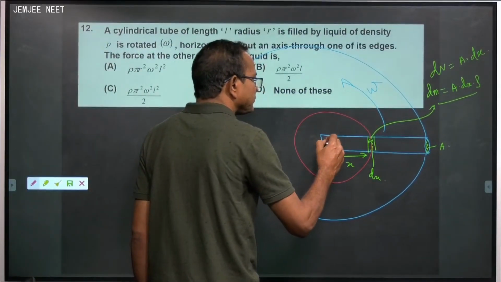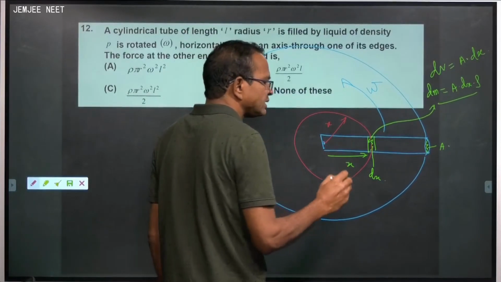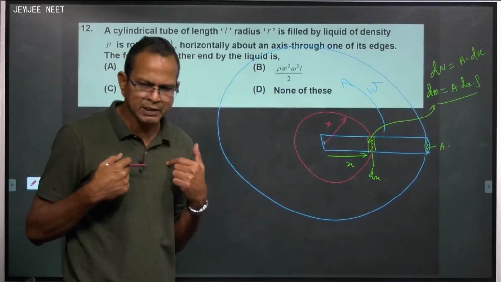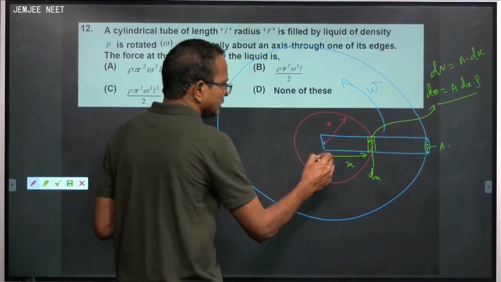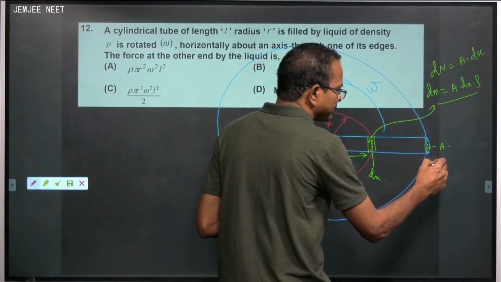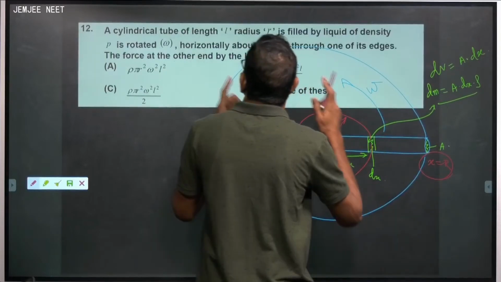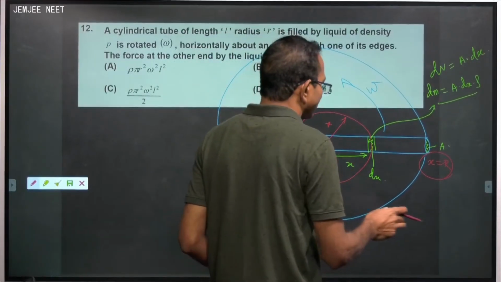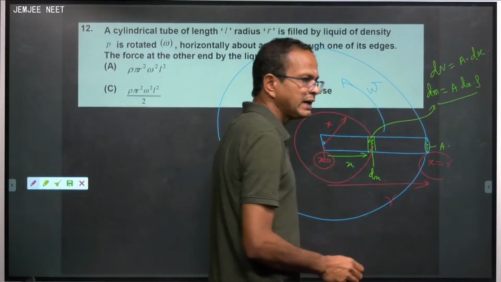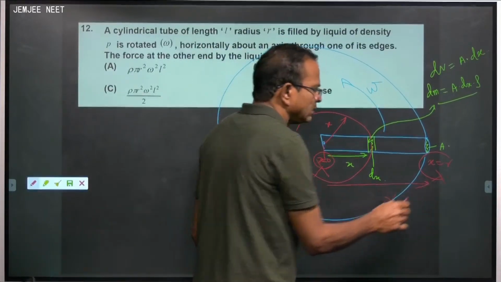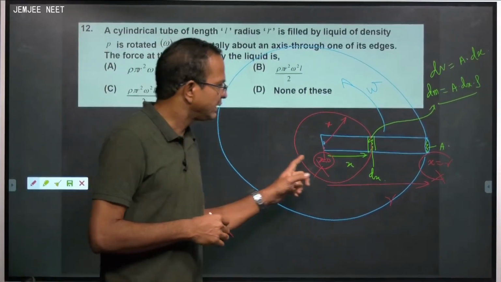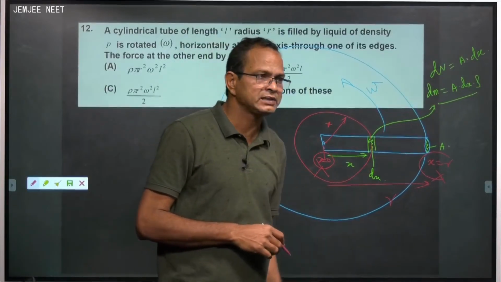What's the radius? X. For my pipe, what's the minimum value of x? X minimum is 0. What's the maximum value of x for my pipe? X equal to r as per the question. But I neither take 0 nor take r. I take a piece of slice in between. What's its distance? X, and thickness is dx, and it is having mass this much.